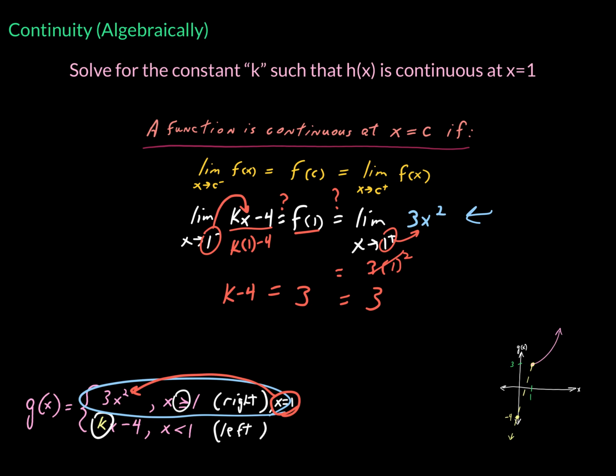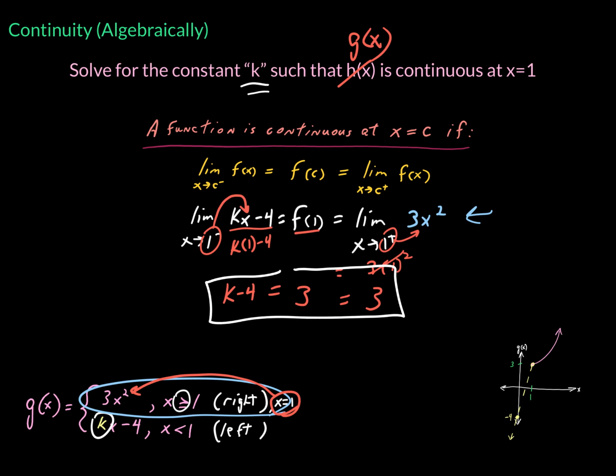I forgot that we're not trying to see if it's continuous. The question is saying: solve for the constant k such that h of x, oh, I forgot, I didn't change it over here. This is g of x. Anyway, let's just change it here. I thought I had h of x, but we use the g of x, so just call it g of x. Our goal here is we want this to be continuous, okay? So what constant k would make this g of x continuous?